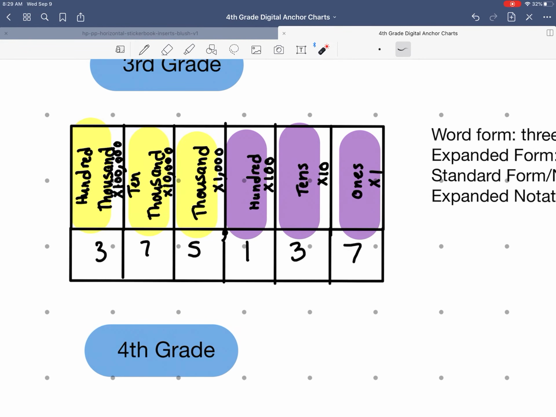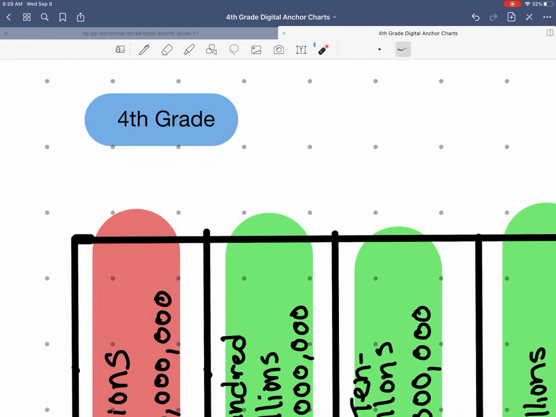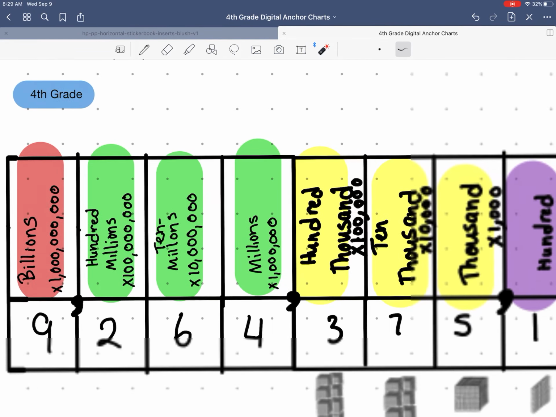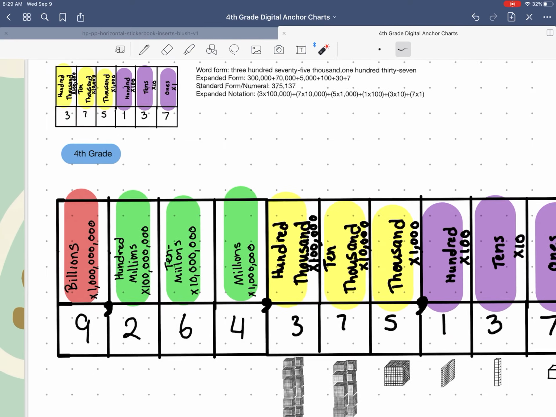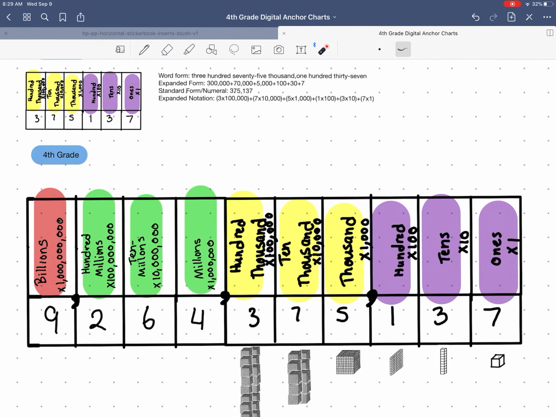Now you're not third graders, you're fourth graders. So let's look at fourth grade. Look at this beautiful place value. Now we have added the millions period and just part of the billions. I'm so excited because billions and millions is really fun to say. Millions, billions, millions, billions.